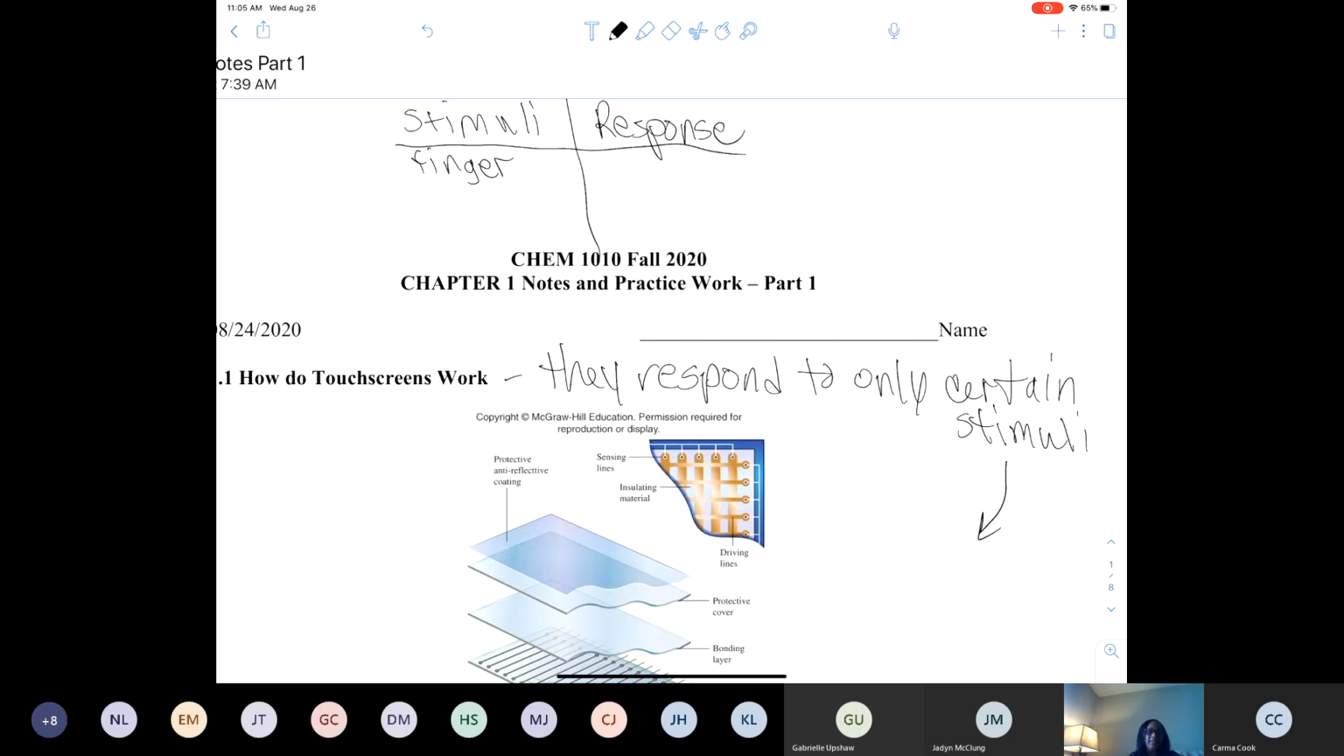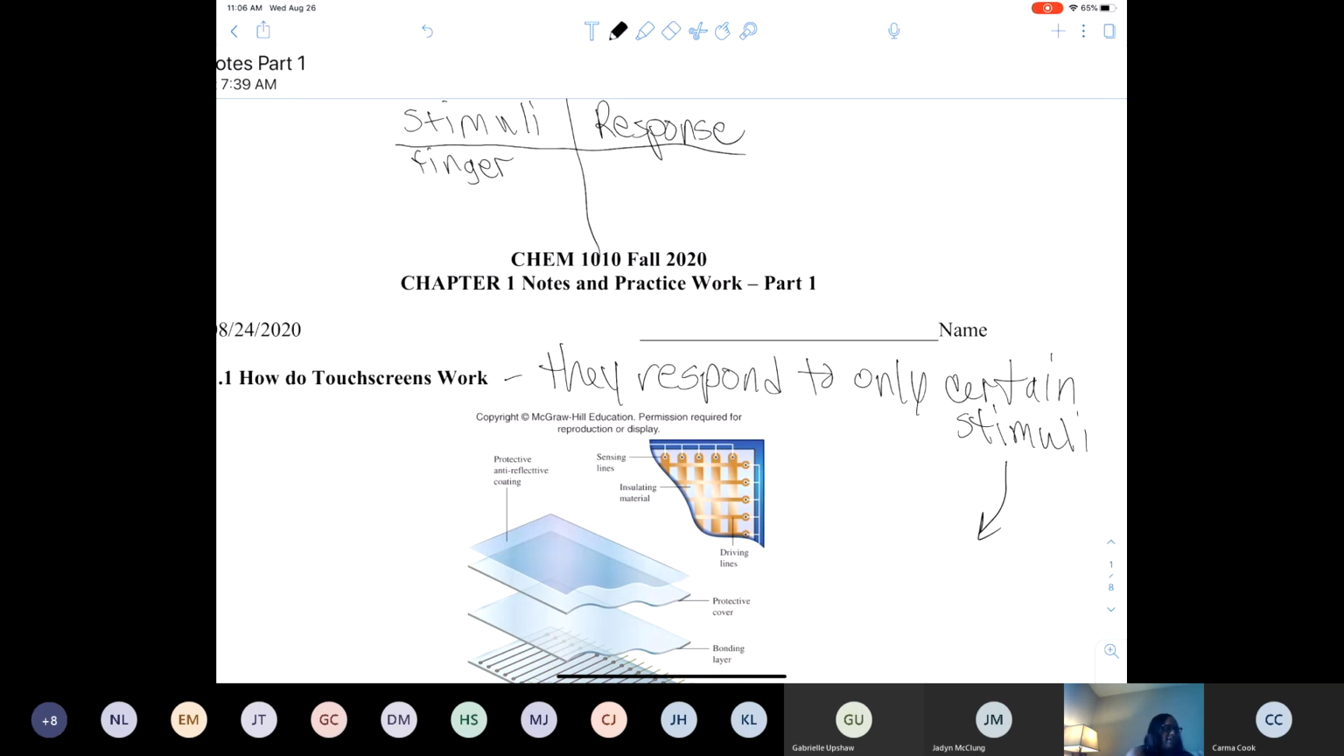And so I can try some other types of stimuli. For instance, if I take this plastic spoon and touch my screen with the plastic spoon, my phone is not responding to the plastic spoon. It's not causing any changes to my screen. Those different apps are still there. So my phone doesn't respond to the plastic spoon.